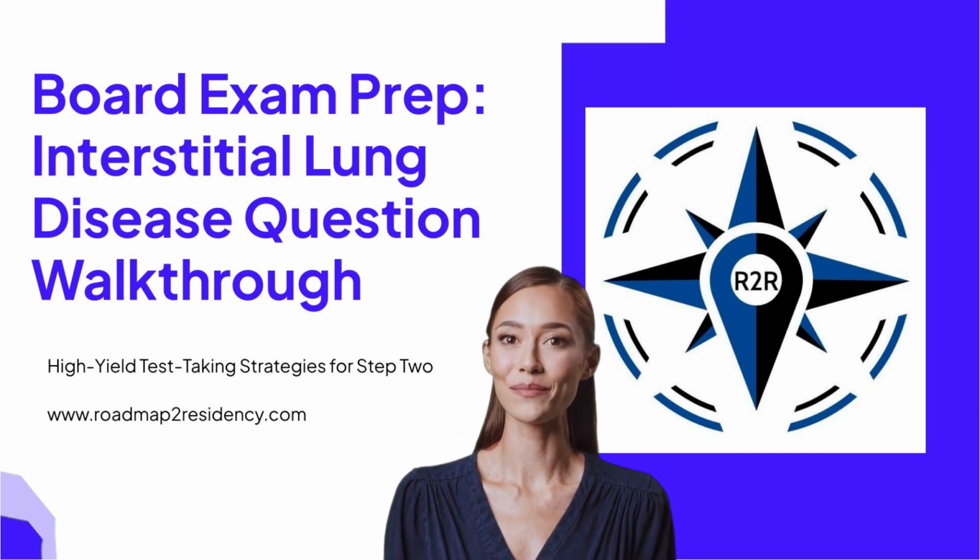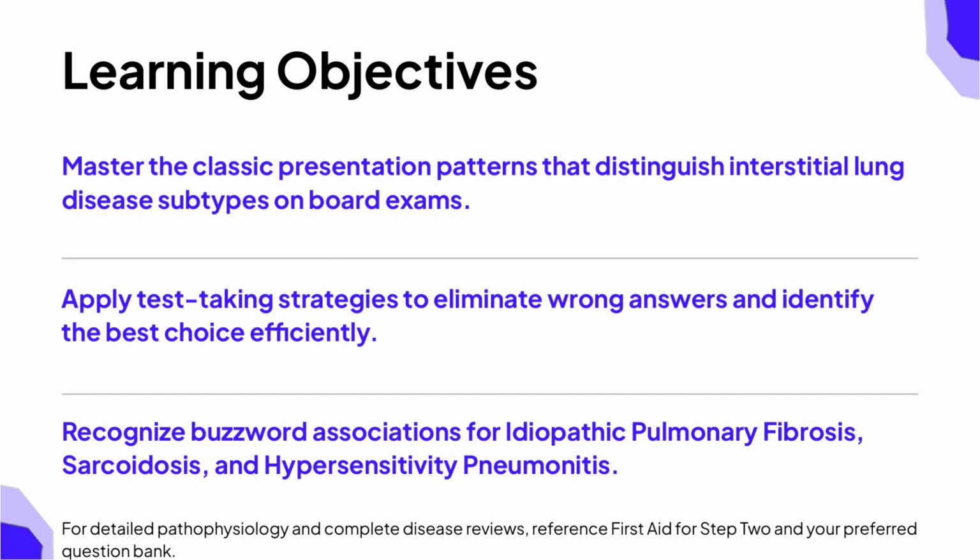Let's get started. By the end of this video, you'll be able to identify the classic presentation that distinguishes the major interstitial lung disease subtypes. You'll learn to apply elimination strategies when you're stuck between answer choices. And most importantly, you'll recognize the buzzwords that board examiners love to use for idiopathic pulmonary fibrosis, sarcoidosis, and hypersensitivity pneumonitis. For the complete pathophysiology, make sure you're reviewing First Aid and doing practice questions in your question bank.